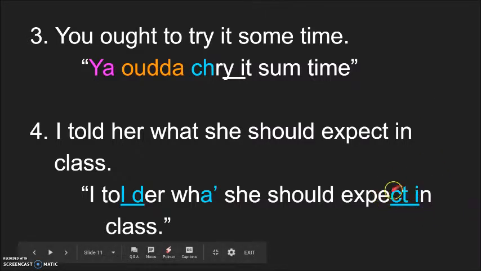And again, that strong consonant at the end of "expect" pushes forward against the vowel on the word "in." So instead of "expect in," we have "expectin," "expectin." I told her what she should expect in class.